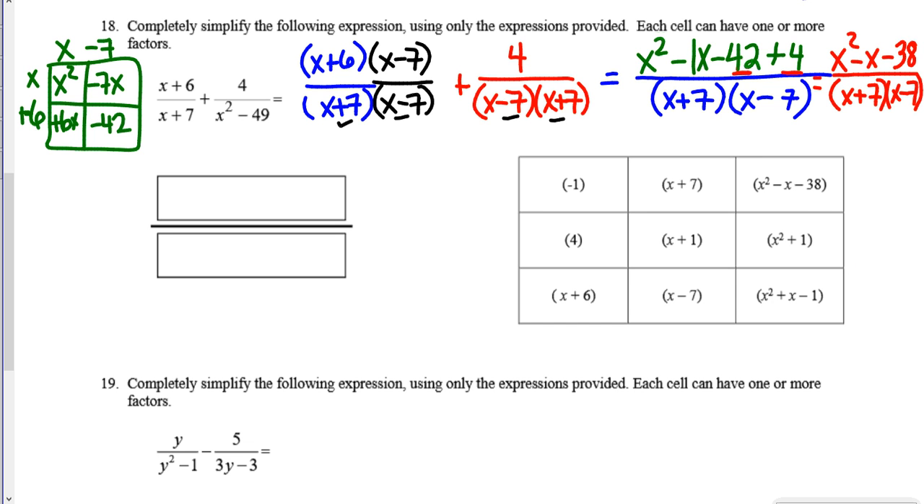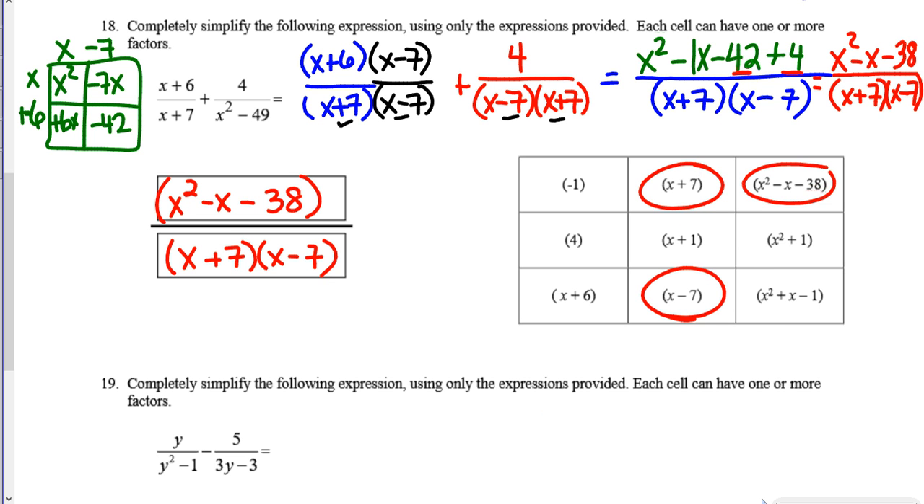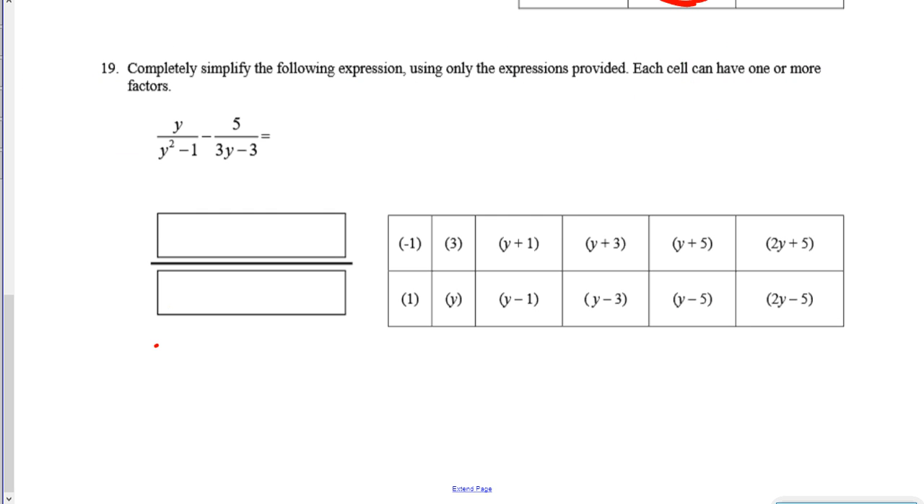And if you look, x squared minus x minus 38, that factor is there. And then on the bottom, I had x plus 7 and x minus 7. And both of those are there. So I am finished with that one.